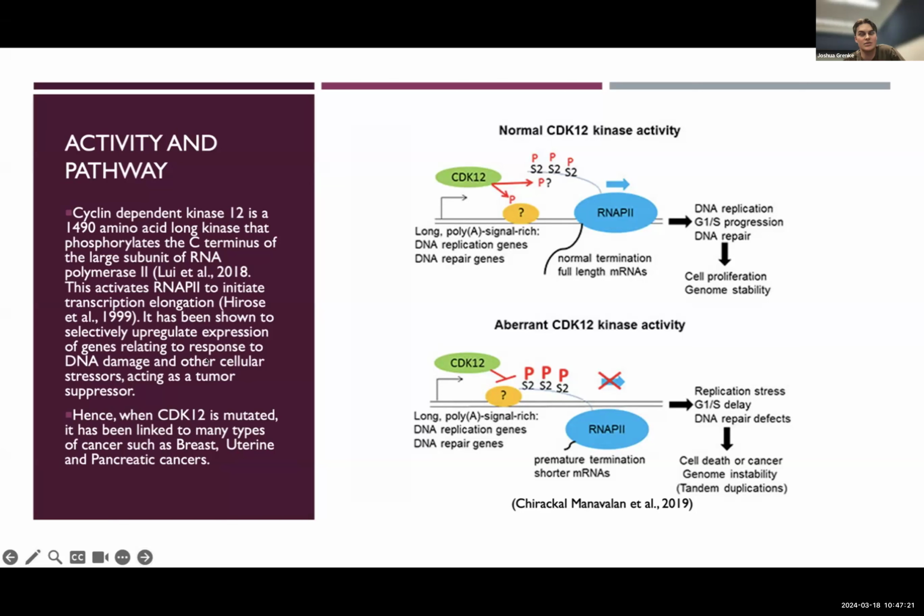So hence, when CDK12 is mutated, it's been linked to many types of cancers, such as breast, uterine, and pancreatic cancers, and specifically HER2 and triple-negative breast cancer. So a lot of the papers I found on this indicate that it could be a very powerful therapeutic target for targeting different types of cancer, and specifically more aggressive cancers. CDK12 could be an important target for that. And there are my references, and I'm willing to take any questions in the chat.